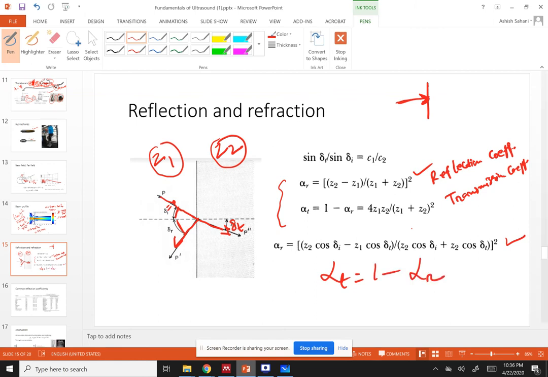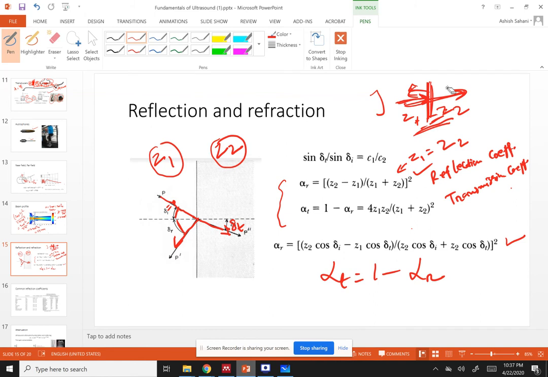In this case, one thing you can see: if Z1 equals Z2, what will be the reflection coefficient? It will be 0. That means if the acoustic impedance on one side is equal to the acoustic impedance of the other side, then sound will simply pass through. It will have no reflection. So in an ultrasound machine, if we encounter any such material where the acoustic impedances of the two sides are very similar, then that surface will be almost invisible to ultrasound because everything is getting transmitted.